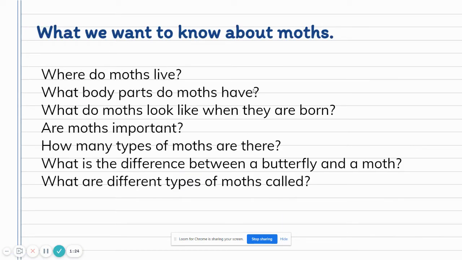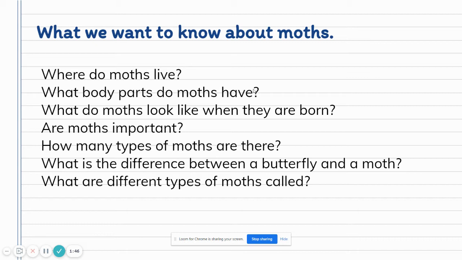I have written down some of the questions that you came up with yesterday, all about what we want to know about moths. The first question says, where do moths live? Do you notice when we say a question, we say it a bit differently to a normal sentence, don't we? Our tone of voice changes. That's why it's important to have a question mark, as it changes the way we read the sentence.